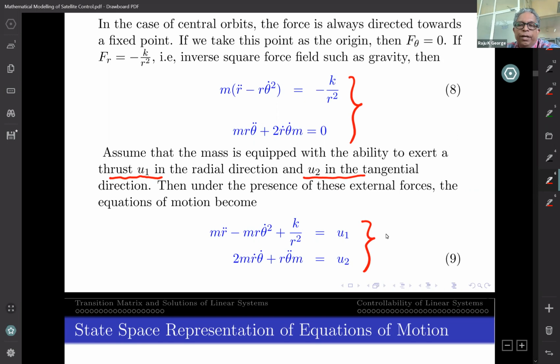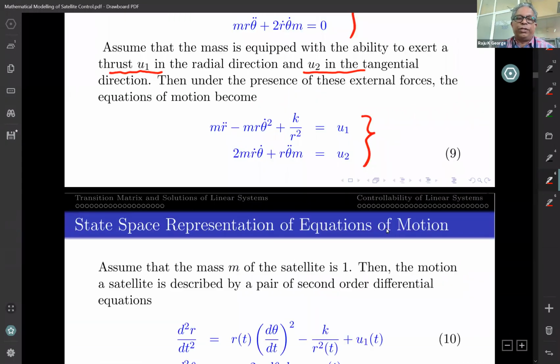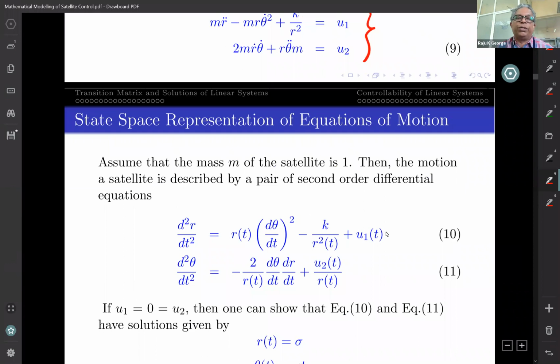Now we want to study further properties. We want to find the solution. We want to study the control property of this system, mainly the controllability of the system. I will define what controllability is. Now look at these coupled equations. These equations are totally nonlinear ordinary differential equations, and we will put them into state space form first. State space representation of the equation.